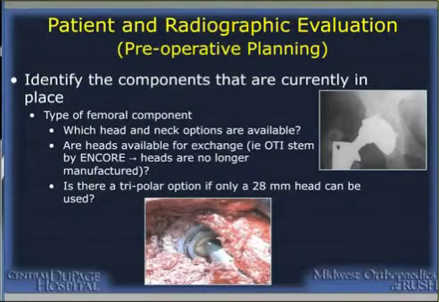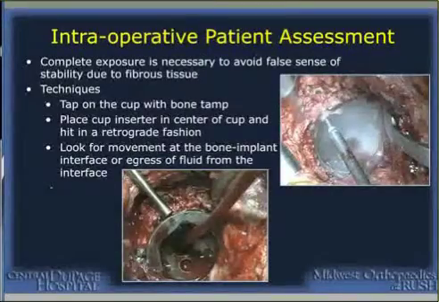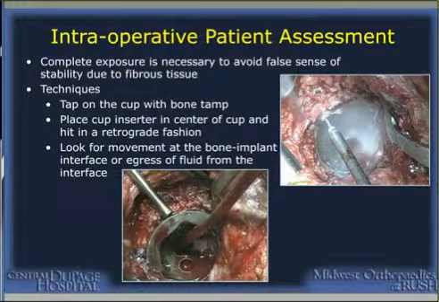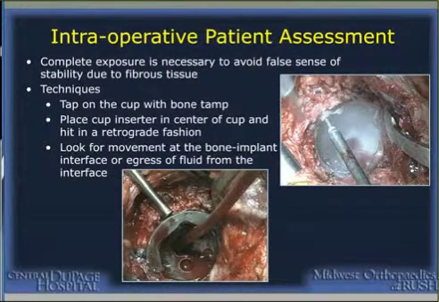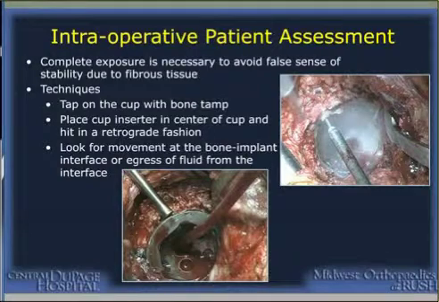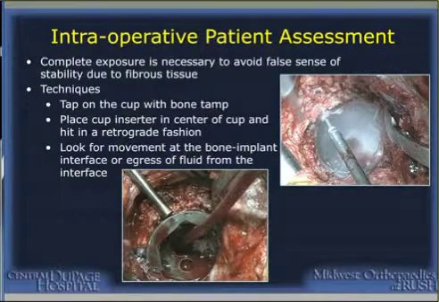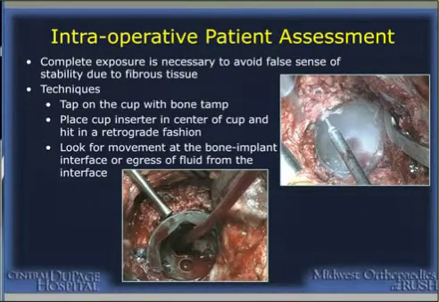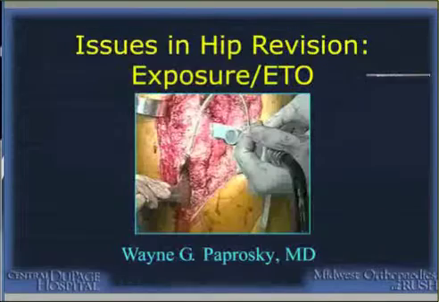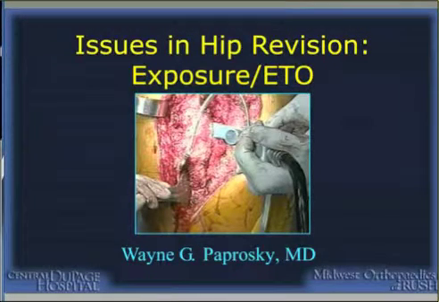Intraoperative assessments, we have to make sure. Sometimes if we don't know the component is loose for sure, we have to be able to tap on the cup with a bone tamp from the periphery and make sure there is bone movement or not bone movement. Egress of fluid is also very helpful if we have questions as to whether or not the component is loose from the preoperative radiographs.